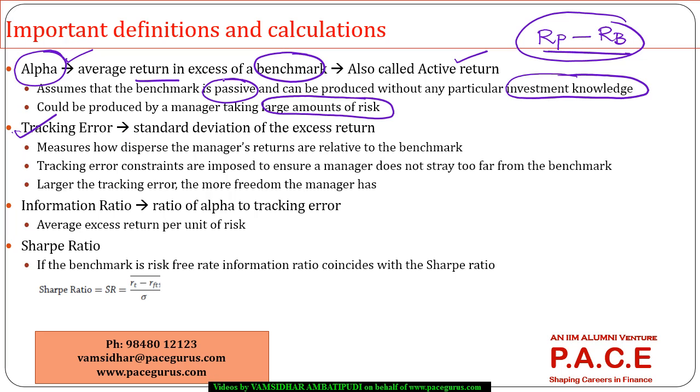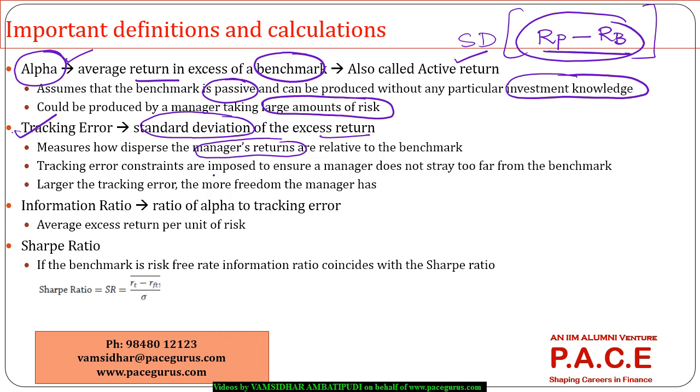So in this context, another important definition comes into the picture, the tracking error, which is nothing but the standard deviation of the differences from the benchmark. The excess return, if I take the standard deviation of the excess returns, this is where we are talking of what is the level of risk that has been taken by the portfolio manager from the benchmark, how much he has deviated from the benchmark. What kind of returns the manager has generated with respect to the benchmark, how close is he to the benchmark or how far is he away from the benchmark.